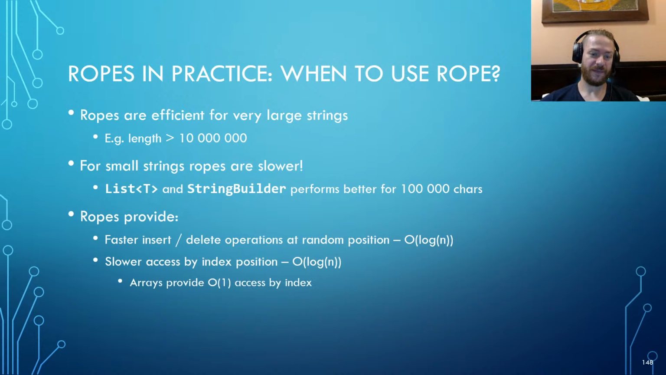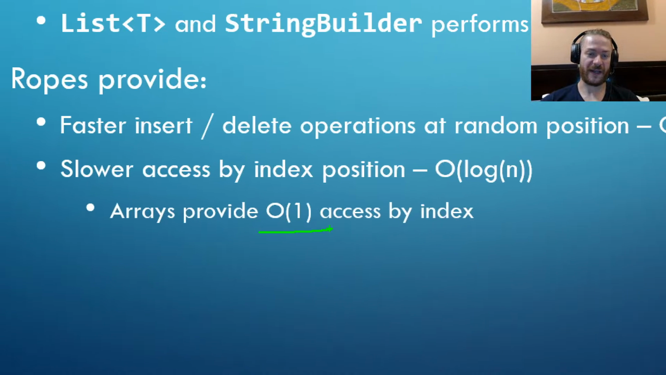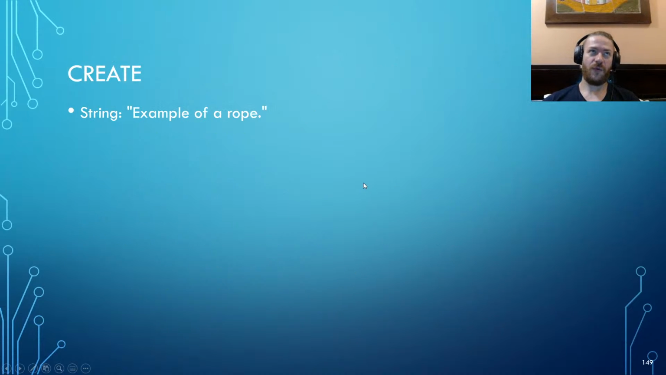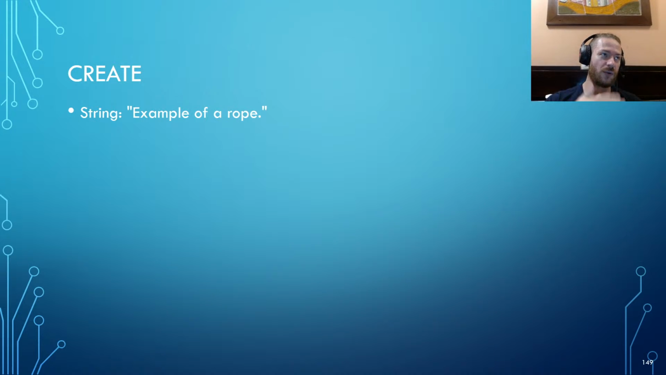by index. The operation is super fast. So if we need to access characters in a string by index, the rope will not be our solution. But if we want to insert a lot of text or delete a lot of text at random positions, then it's super fast. Let's create a rope with an animation.